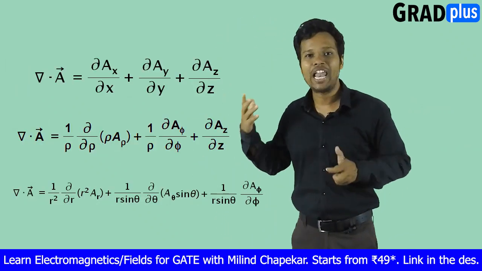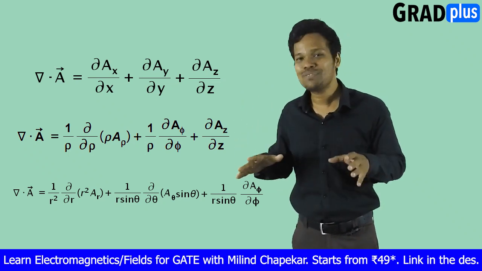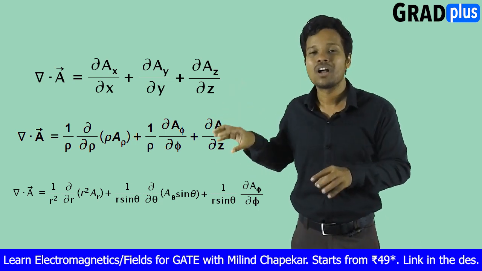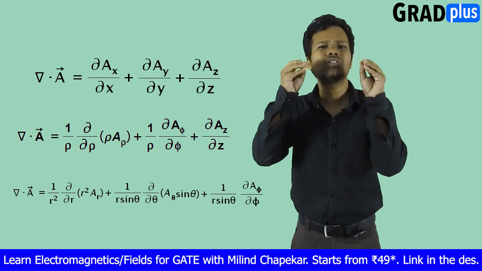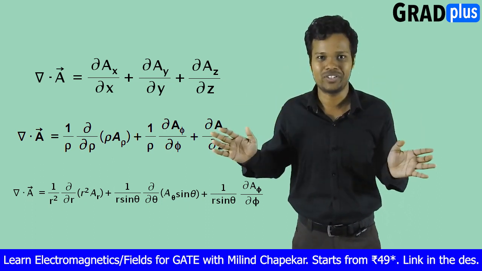And you must have seen the divergence formulae in your common coordinate systems, Cartesian, cylindrical and spherical, as you can see from the screen. But in this video, I am not going to discuss how these formulae come. I am going to tell you just the simple, common definition for the divergence.